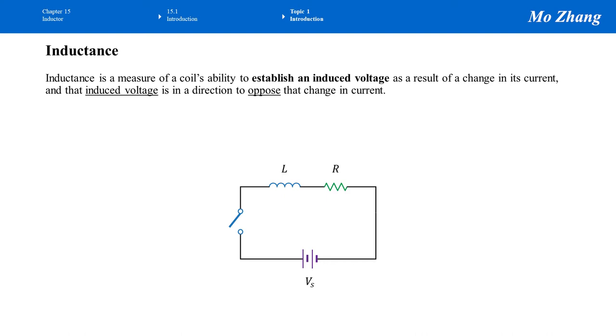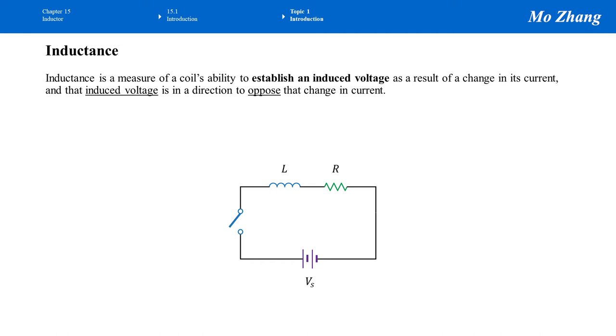Inductance is a measure of the coil's ability to create induced voltage. That induced voltage is the result of changing the current in the circuit. So the key word here is changing. The voltage is induced when the current changes. If the current is constant, there is no induced voltage at all.